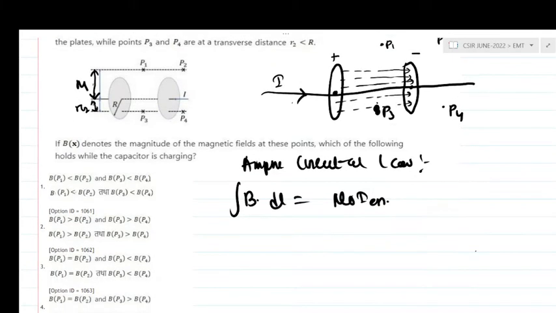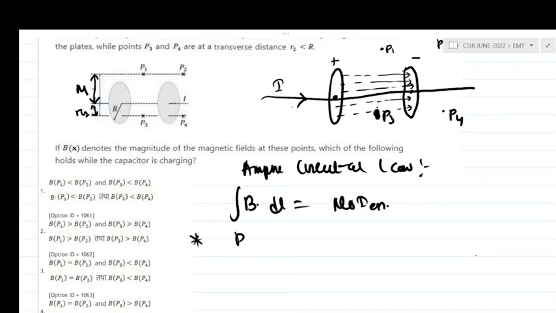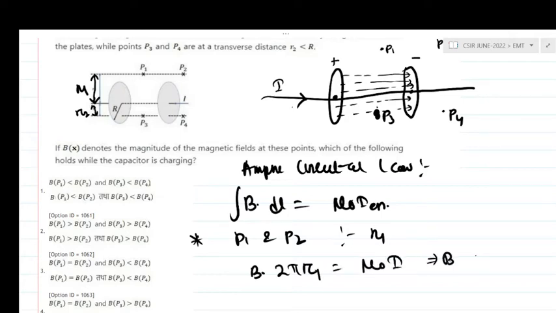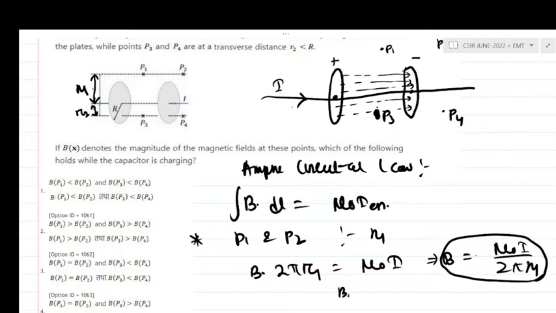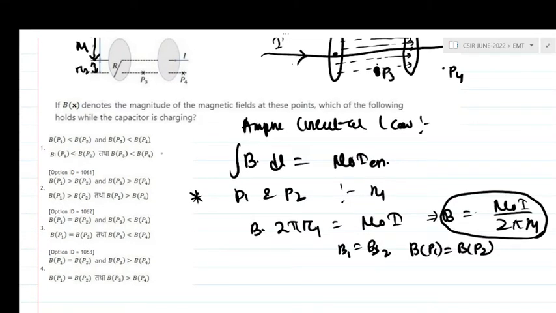So first let's try for P1 and P2. P1 and P2 are both at the same distance, that is R1. So integration of B dot dl is B times 2 pi R1, equal to mu naught I enclosed. I enclosed is I. So B is equal to mu naught I by 2 pi R1 for both, the same magnetic field. B1 is equal to B2. So you can say that the magnitude of B at P1 is equal to that at P2. So options 1 and 2 get discarded. Only 3 and 4 are left.